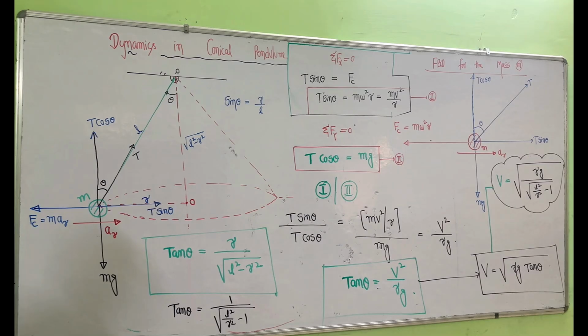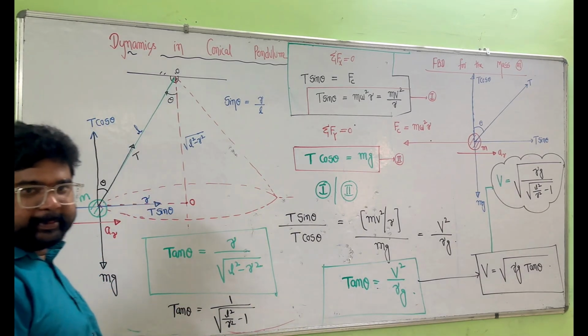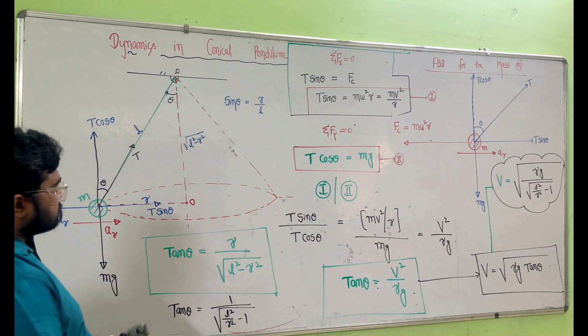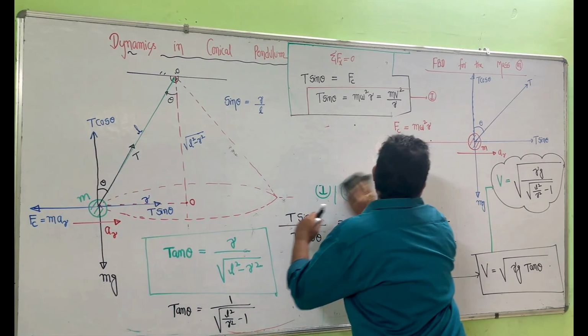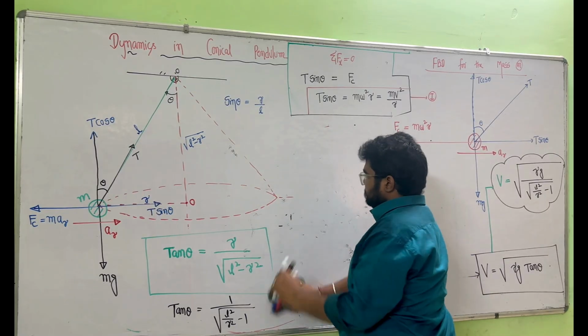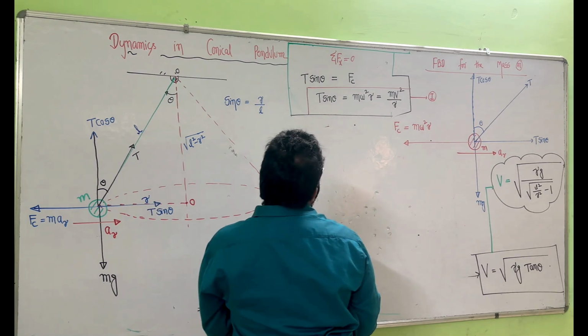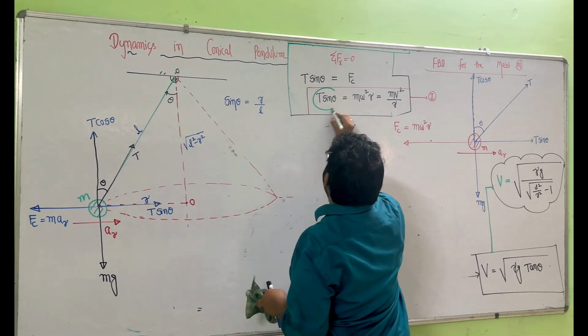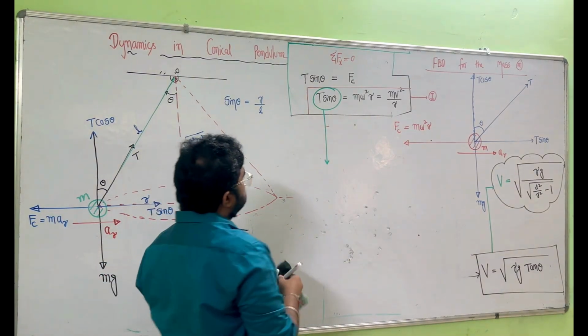Clear? So T sin theta, what is the tension? This part is done. Now T sin theta equals tension T. How to calculate tension T here? If they are interested in the tension in the string.